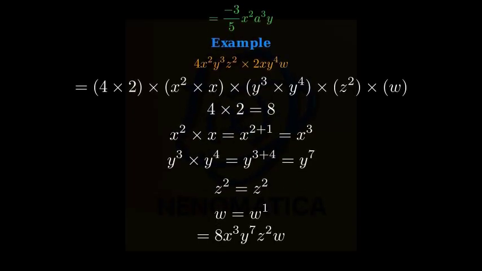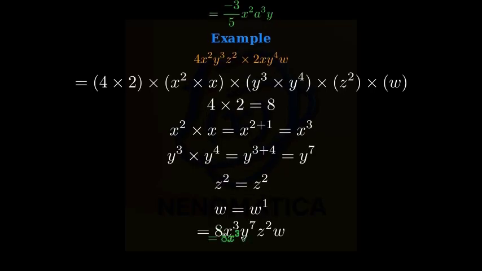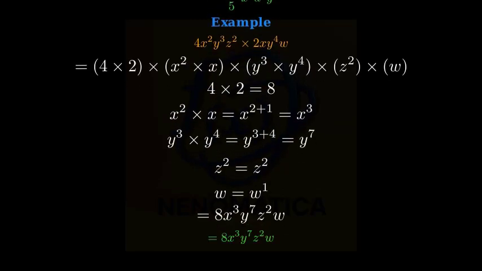4 times 2 equals 8. X squared times x equals x cubed. Y cubed times y to the fourth power equals y to the seventh power. Z squared remains z squared, and w remains w. So our final answer is 8x cubed y to the 7th power z squared w.